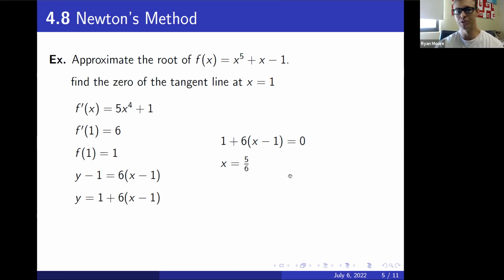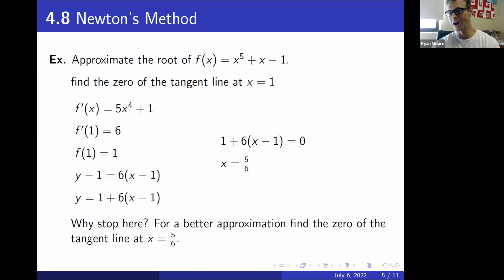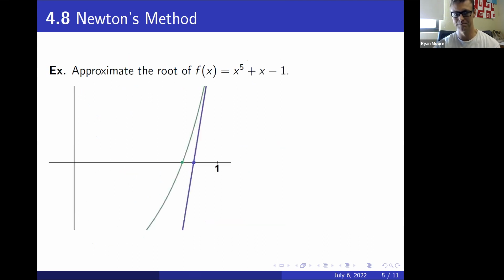What if we went through this same process over again, finding the 0 of the tangent line, but now we found the 0 of the tangent line at x equals 5/6? Okay, I'm going to explain graphically what that would be in a second, but in the end, the point is, why stop with just doing this whole procedure once? For an even better approximation, find the 0 of the tangent line at our new x value, 5/6.